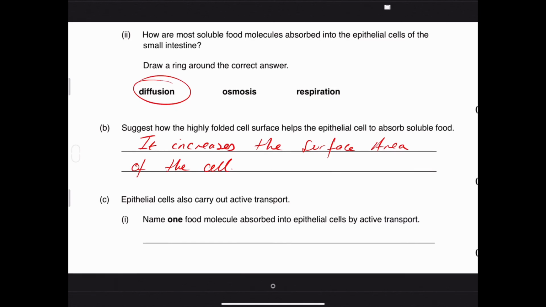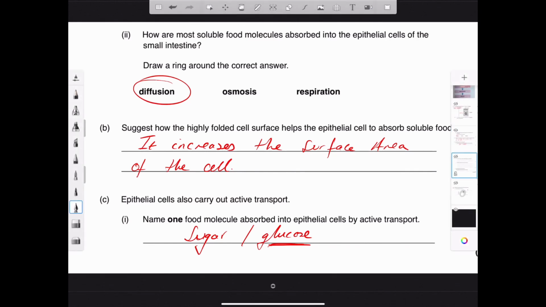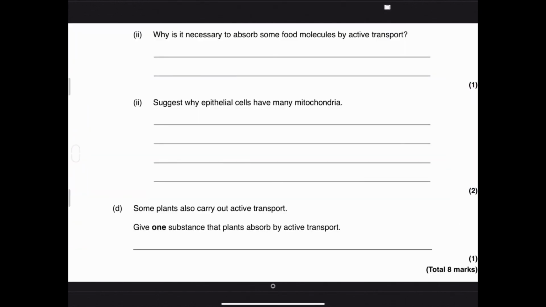It says here, name one food molecule absorbed into the epithelial cells by active transport. We say sugar. You should have sugar, or you can say glucose. The better word to use would be glucose. Okay, next question, or questions. Pause the video here, and I want you to attempt to answer these questions. It's not needed to write out the question. Put the question number down and answer these questions.